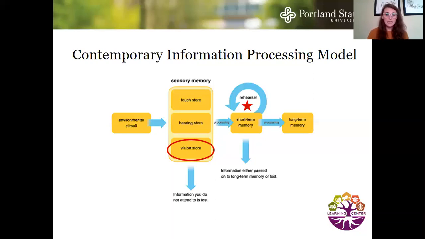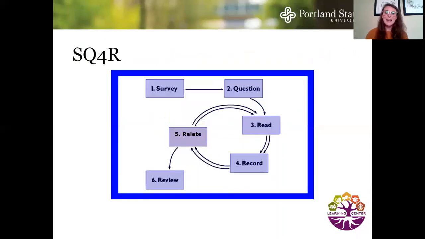The best way to get things from your short-term memory to your long-term memory is through that rehearsal piece. So you're reviewing it over and over again, you're engaging with it in different ways. That's how you're going to remember it longer. So keep this rehearsal piece in mind, because now as we look at SQ4R and we go through what each of those different aspects are, you'll notice that we have this circular piece in the middle. That is the rehearsal. That is why this is so important, to get some of the information that you're reading from your short-term memory to your longer-term memory.